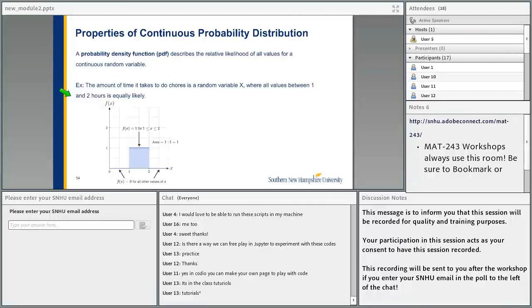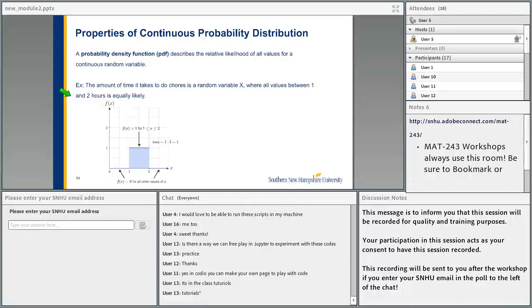The thing you have to remember about continuous probability distributions is that unlike discrete random variables, where I can say the probability of x equals 0, the probability of x equals 1, probability of x equals 2, and give specific values for x, for a continuous random variable, we cannot do that. We cannot find the probability associated with an exact value. For example, this graph is showing the probability of completing a chore between 1 and 2 hours.